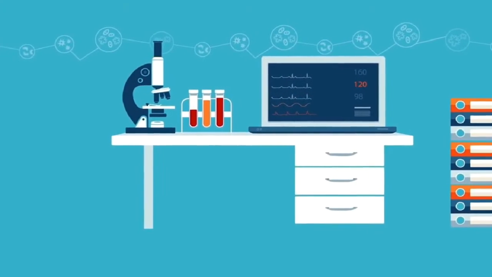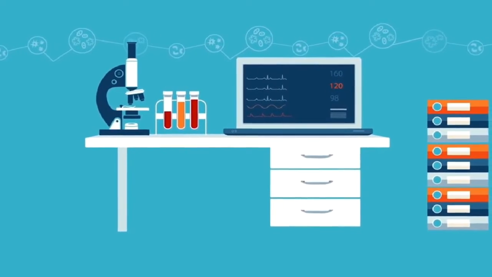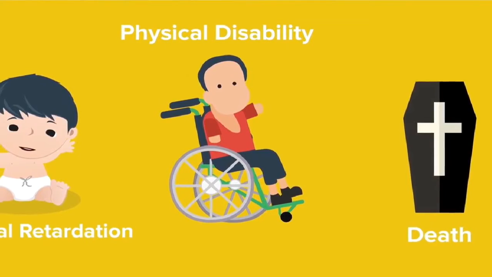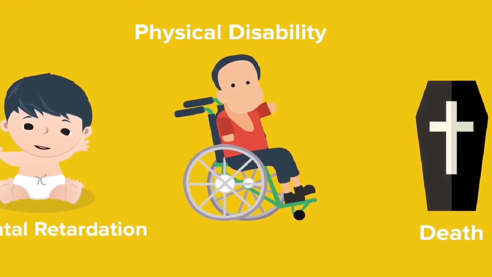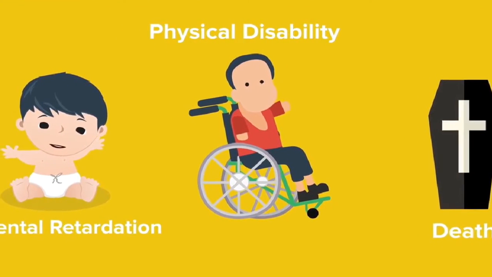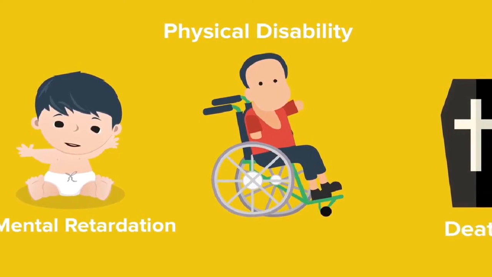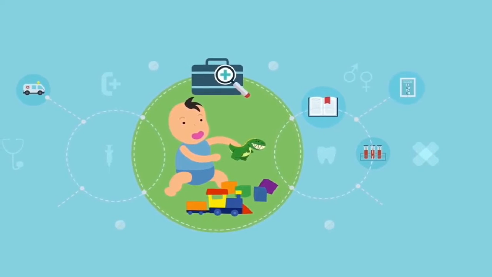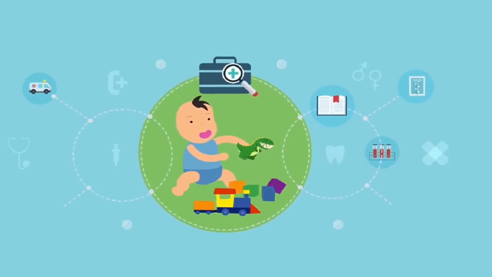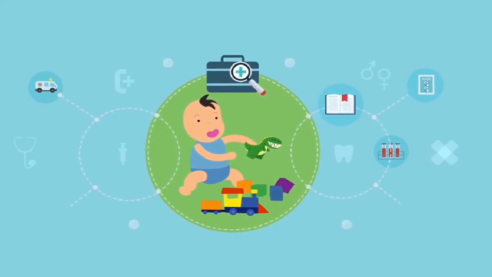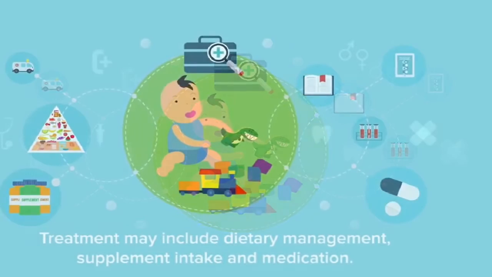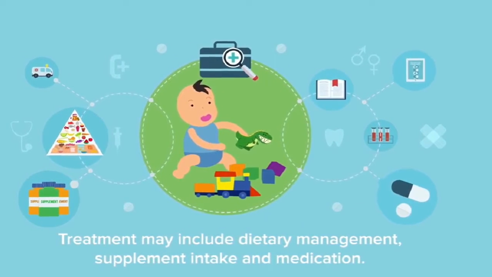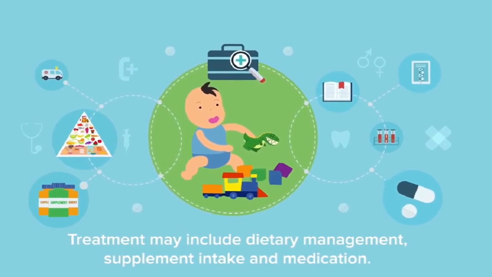Some serious developmental issues and lifelong complications, such as mental retardation, physical disability, or in some instances, death, could occur if the affected baby is left untreated. The affected baby can live like any normal child if you detect and treat the metabolic disorder as early as possible. Treatment may include dietary management, supplement intake, and medication.